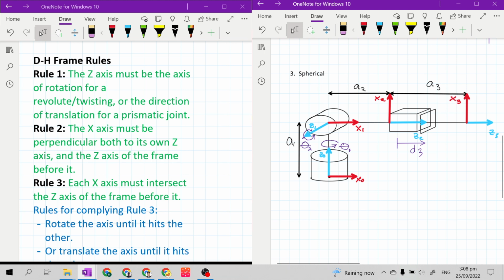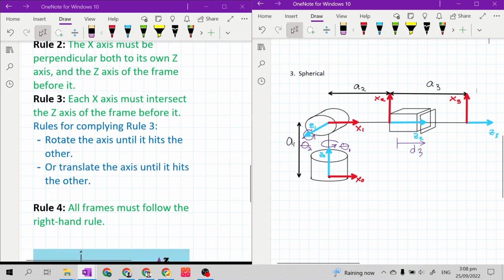Okay, rule number 3. Each x-axis must intersect the z-axis of the frame before it. So again, this is all about the x-axis. Now, let's see the first frame, which is the x0 axis and z0 axis. So this is the first frame. Let's leave it like this because there is no z-axis before this frame.